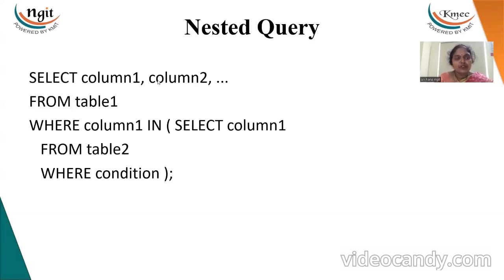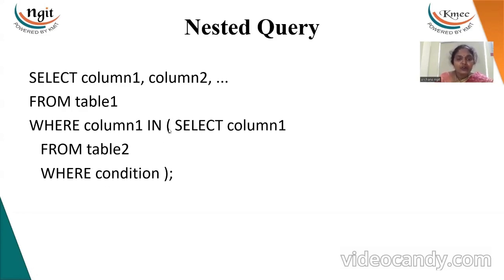Select column 1, column 2, whatever columns we are interested in, from table 1 where the condition is going to be filtered based upon the subquery that is written. I want to filter a set of records from within the generated set of records. So after WHERE column 1, I need to fetch the records which are returned by the subquery, that is, select column 1 from table 2 where condition.